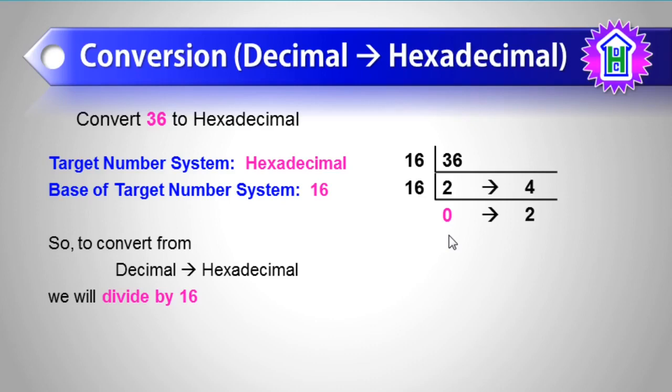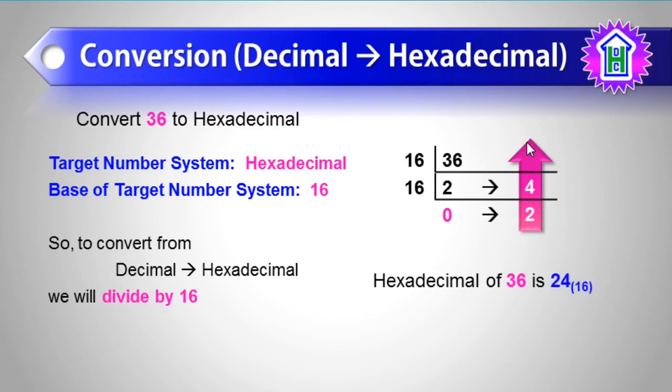Now again, if we write all these remainders from bottom to top, we will get the hexadecimal number. So it will be 2 followed by 4, which is 24. So hexadecimal of 36 is 24, and the base of hexadecimal is written after that, which is 16.